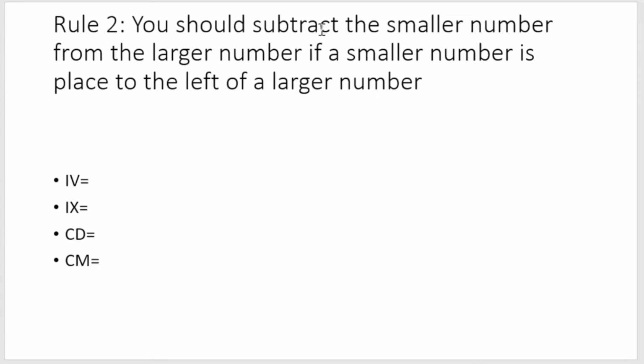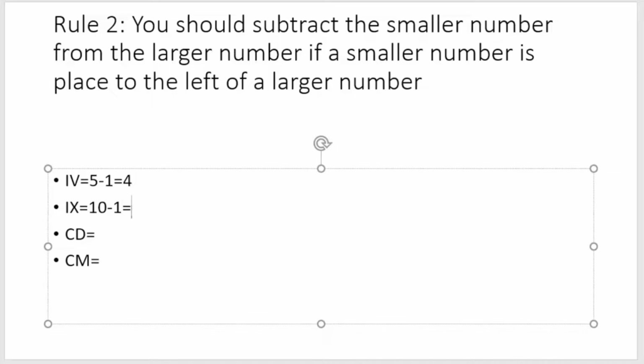Rule number 2: you should subtract the smaller number from the larger number if the smaller number is placed to the left of the larger number. See, I is smaller than V. I means 1 and V means 5, so we subtract the smaller number, 1, from the larger number, 5. 5 minus 1 is equal to 4. Then we have I and X. I means 1 and X means 10, so 10 minus 1 is equal to 9. C means 100 and D means 500, so 500 minus 100 is equal to 400. Then we have C and M. M means 1000 and C means 100, so 1000 minus 100 will be 900. Okay?